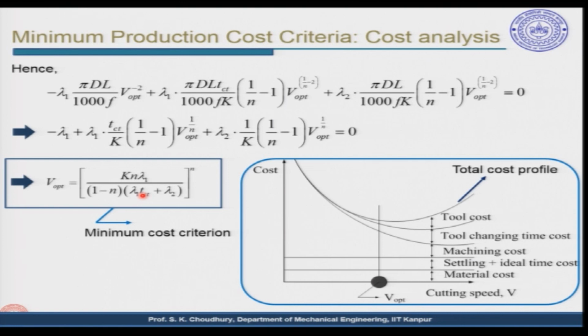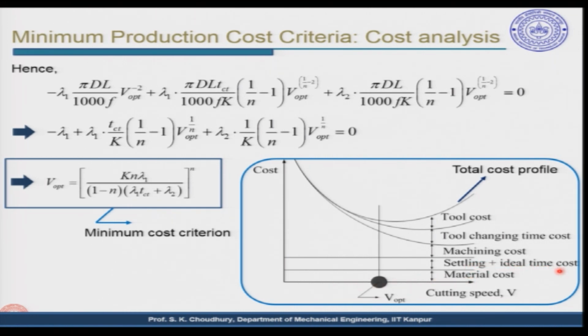So, now if we plot the curve, in the y axis we put the total cost per piece, and along the x axis we put the cutting speed, that is the velocity V. In that case the material cost will be constant, it does not depend on the cutting velocity, it will incur a certain cost which will be constant. It does not matter how much speed there is along the speed axis.